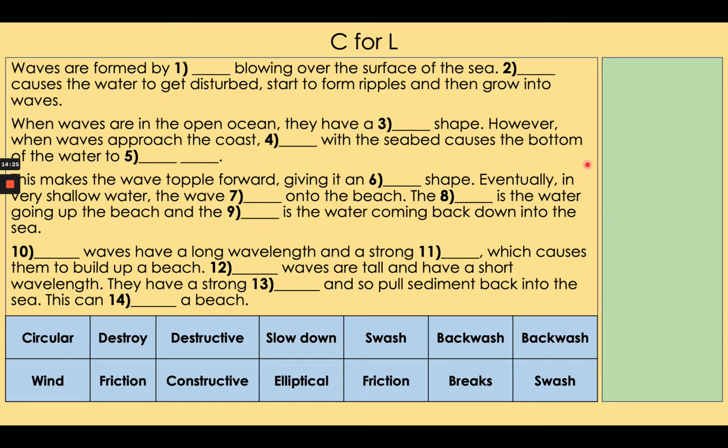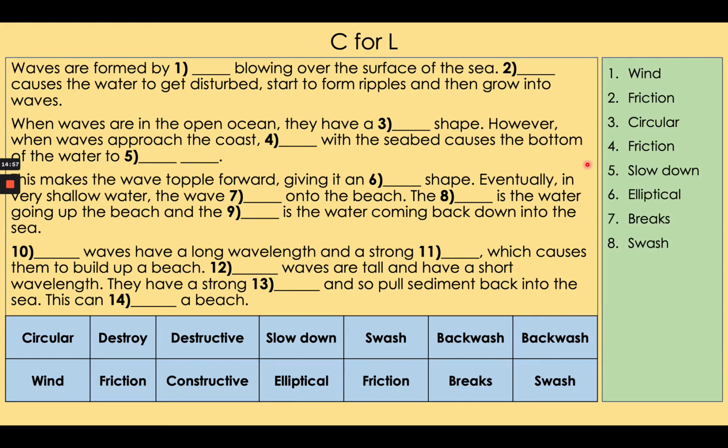Okay, let's go through. Waves are formed by wind blowing over the surface of the sea. Friction causes the water to get disturbed, start to form ripples, and then grow into waves. When waves are in the open ocean, they have a circular shape. However, when waves approach the coast, friction with the seabed causes the bottom of the water to slow down. This makes the wave topple forward, giving it an elliptical shape. Eventually, in very shallow water, the wave breaks onto the beach.